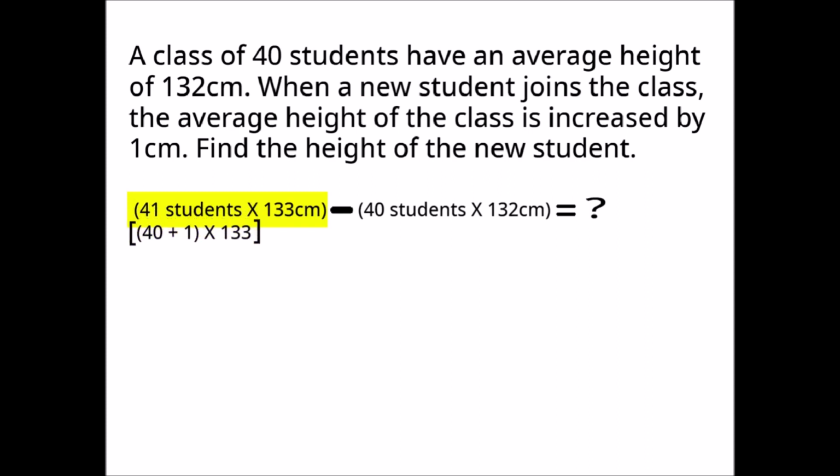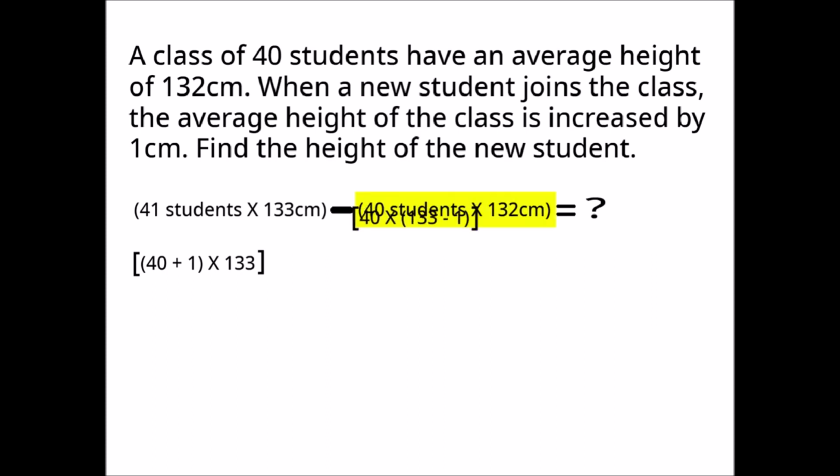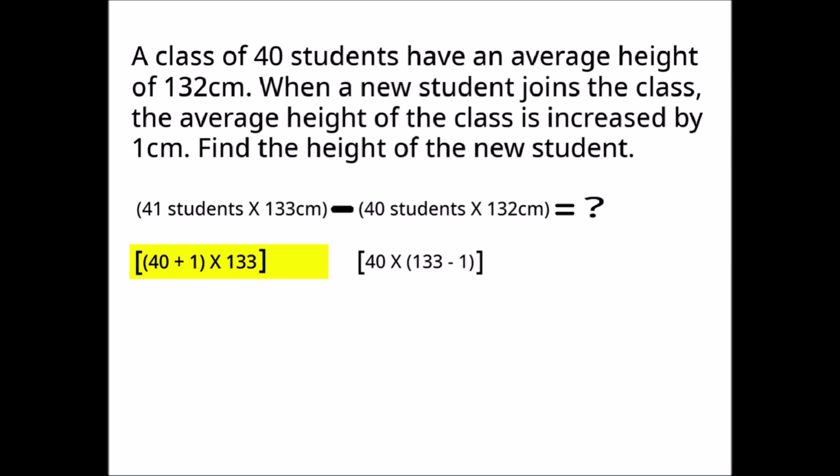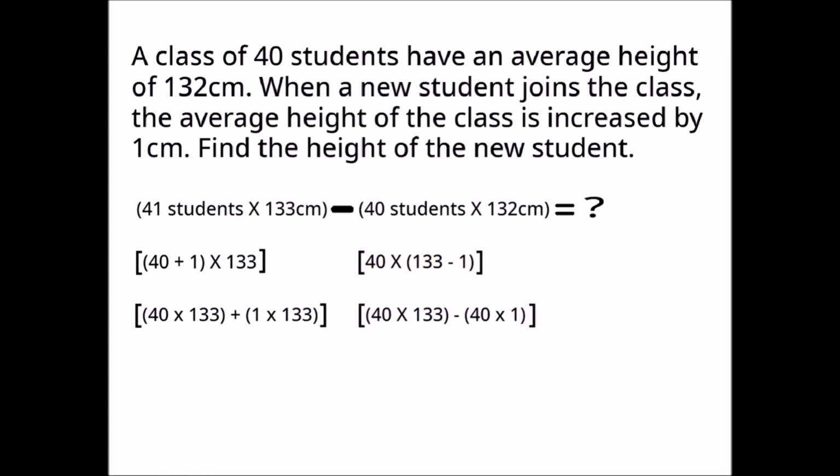Rewrite the left expression in terms of 133 centimeters. Write 40 plus 1 multiply 133. Now rewrite the right expression in terms of 133 centimeters. Write 40 multiply 133 minus 1. Next, expand the left expression. We get 40 multiply 133 plus 1 multiply 133. Next, expand the right expression. We get 40 multiply 133 minus 40 multiply 1.